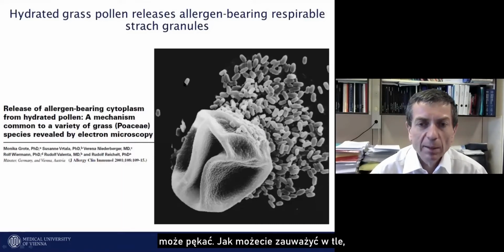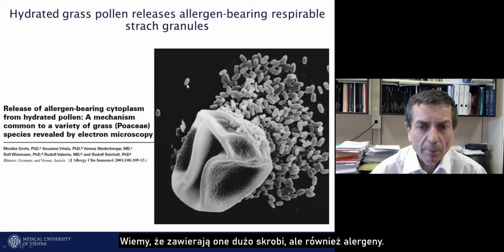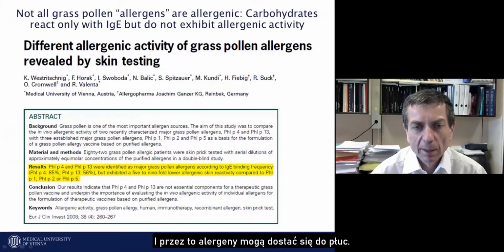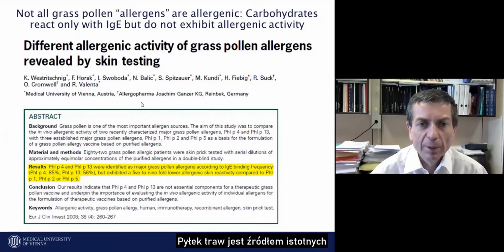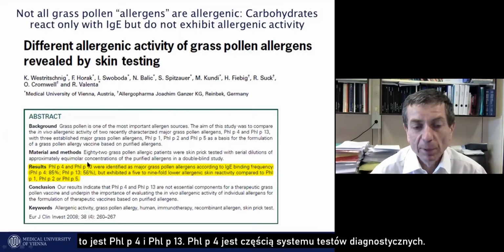And you can see that then the grass pollen grain releases small, what we call submicronic particles. And we know that they contain a lot of starch, but they also contain allergens. And by this, the allergen can go into the lung. Now, grass pollen is a source of important allergens, but there are some allergens that you may know in the meantime. This is FLUPY4 and FLUPY13.